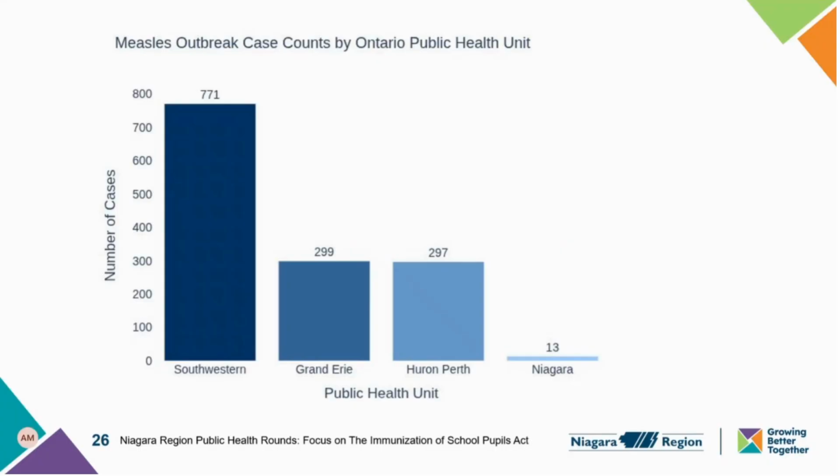So Niagara had 13 outbreak-related cases, and by using immunization records and exemption data, public health was able to promptly identify and follow up with those individuals at risk, and where necessary, exclude any susceptible individuals. By having accurate and up-to-date immunization records, we were able to respond timely and effectively, which protects both students and the broader community.